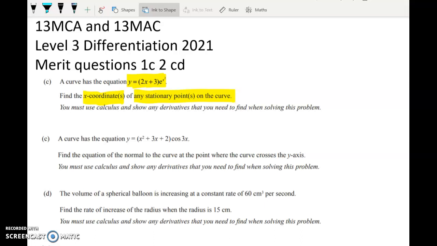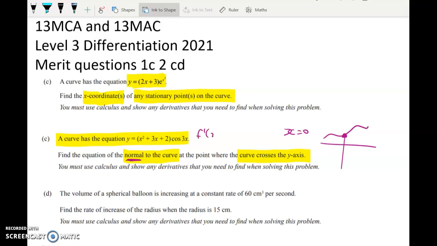In the next one, we're given a curve, and we have to find the equation of the normal to the curve at the point where the curve crosses the y-axis. So just quickly looking at that one, wherever the curve, whatever curve it is, crosses the y-axis, that means we're going to be looking for where x is equal to 0. And then to find the equation of the normal to the curve, we're going to find f dash of x at that point, and we're going to use the negative reciprocal, right? Because the normal is perpendicular to the tangent. So that's roughly how that question is going to go.